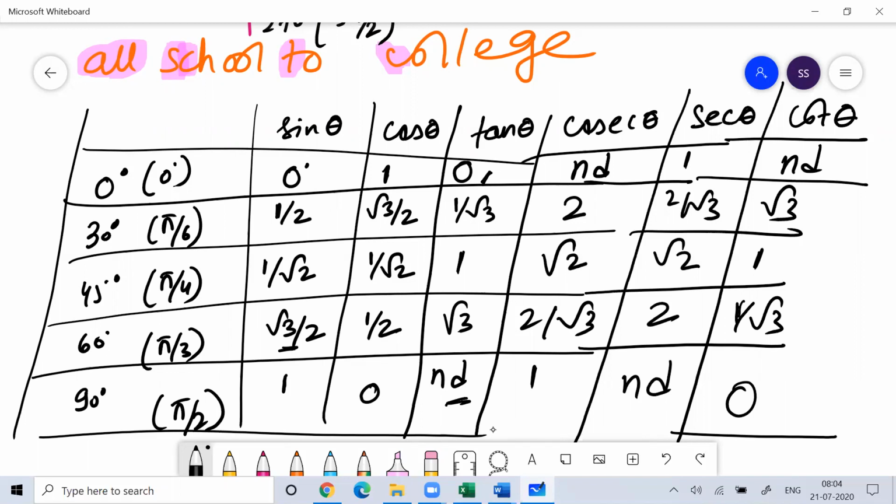This is very important to understand. If you remember only sine theta, your work is done. If you remember it, you can plug it into this one, and we can do the rest.